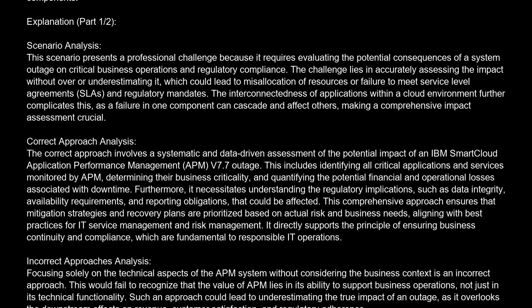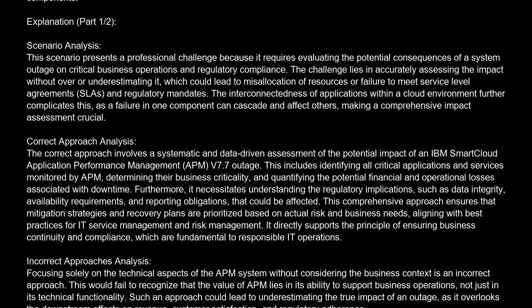Furthermore, it necessitates understanding the regulatory implications, such as data integrity, availability requirements, and reporting obligations, that could be affected. This comprehensive approach ensures that mitigation strategies and recovery plans are prioritized based on actual risk and business needs, aligning with best practices for IT service management and risk management. It directly supports the principle of ensuring business continuity and compliance, which are fundamental to responsible IT operations.